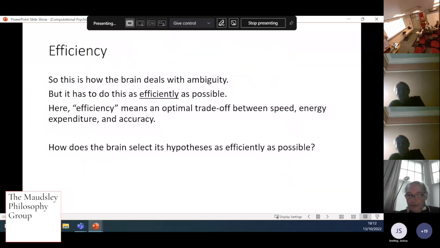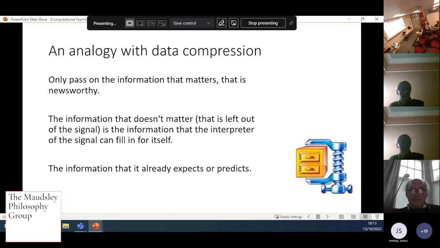So much for ambiguity. It has to resolve ambiguity as efficiently as possible, right? And efficiency here means something like an optimal trade-off between speed, energy expenditure, and accuracy. And how does the brain select its hypotheses as efficiently as possible? Well, here it helps to think about an analogy with data compression.